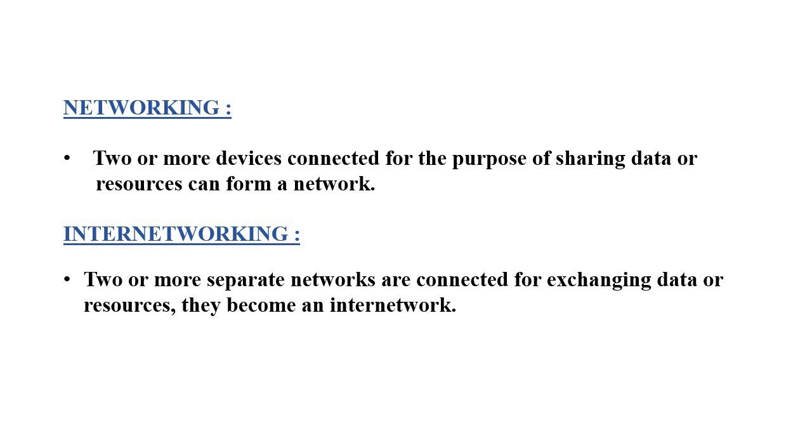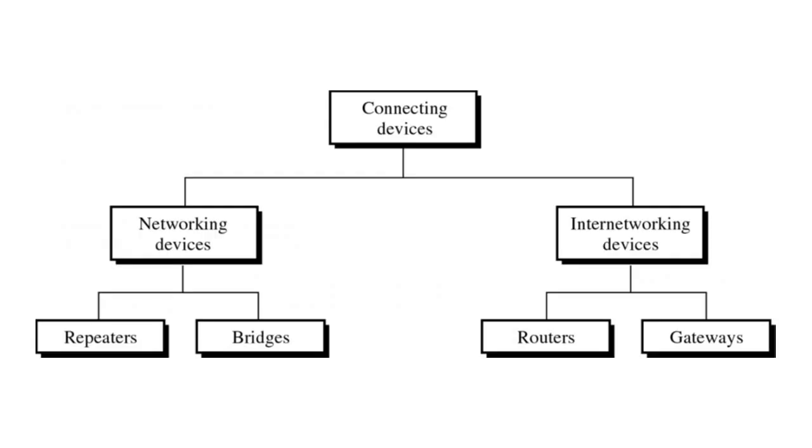Networking: two or more devices connected for the purpose of sharing data or resources can form a network. Internetworking: two or more separate networks are connected for exchanging data or resources. They become an internetwork. Now, the connecting devices are used in networking and internetworking.